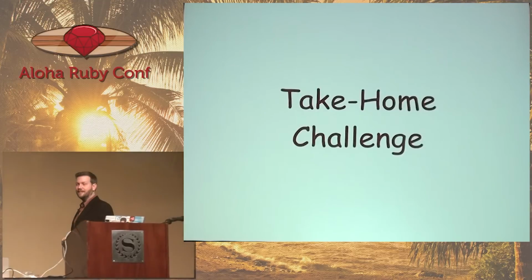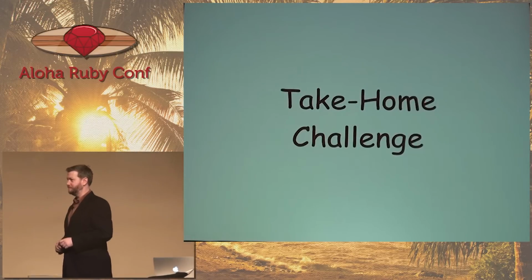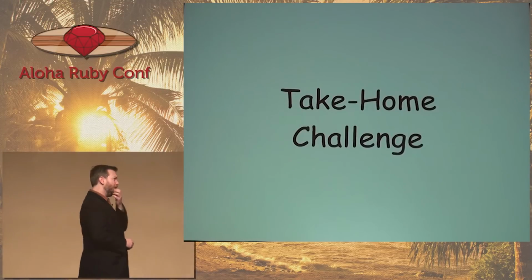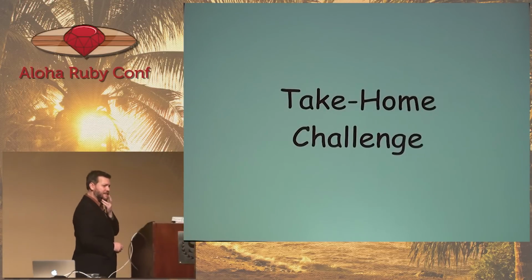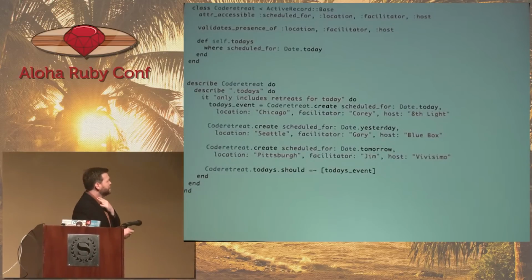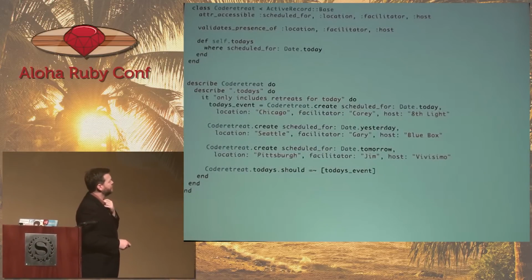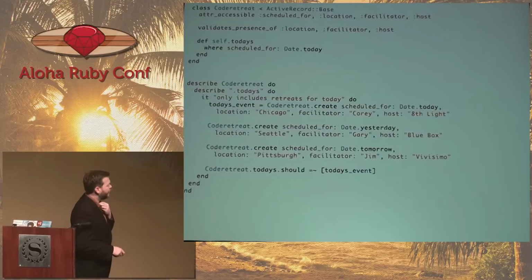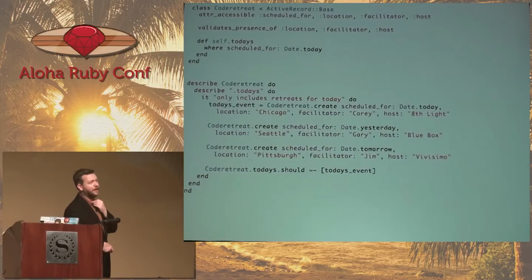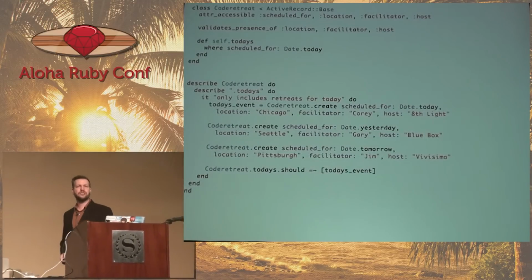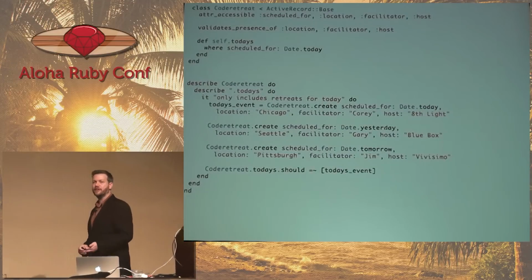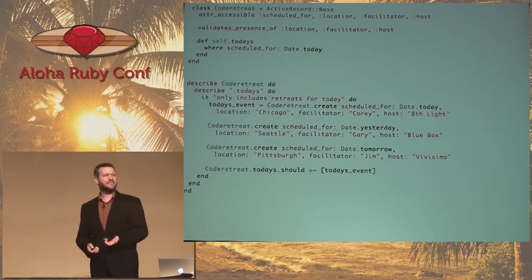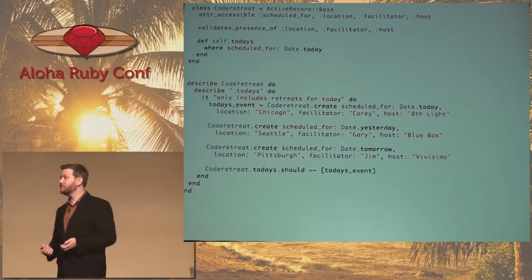Okay. So I have a take-home challenge for you. It's an interesting one because it's something that a lot of us face. So here's my code retreat. I have an accessible attribute. I have some validations that these have to be there. You have to have a location, a facilitator, and a host. There's my scope. And down here, I'm writing this. When I test scopes, I always hit the database. It's the only time that I actually hit the database. But if I'm testing something that's generating SQL for me, it probably makes sense to hit the database, make sure that the SQL is right.